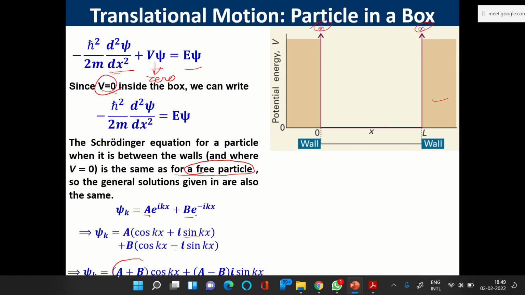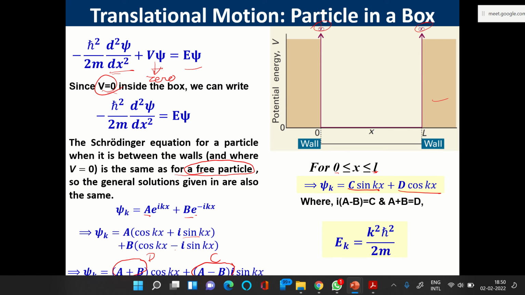So you can label this as d, and this as c. So something like this you can write, then c sin kx. So this whole term becomes c, and you can write c sin kx plus d cos kx. This is for the motion between 0 and L, starting from 0, if these are the coordinates. So this is the simplified version of the wave function.